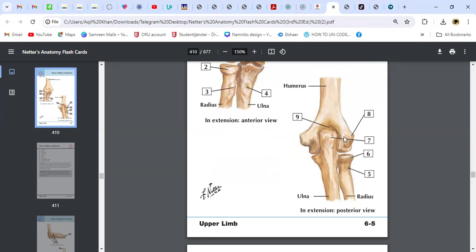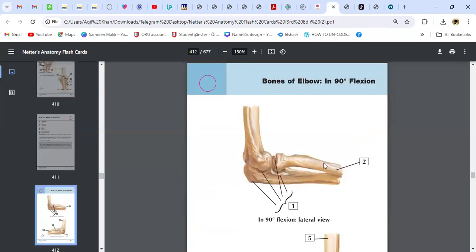If we talk about what type of joint the elbow joint is, it's a synovial hinge joint. So what are the movements possible at the elbow joint? Flexion and extension. So these are the bones we discussed in extension. Let's discuss the bones in the flexion position.